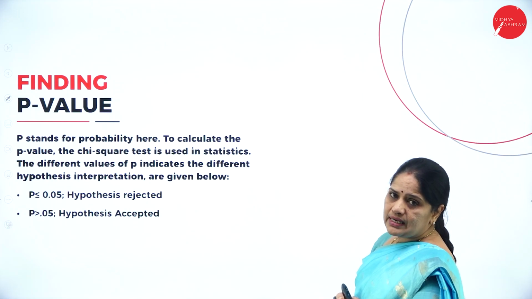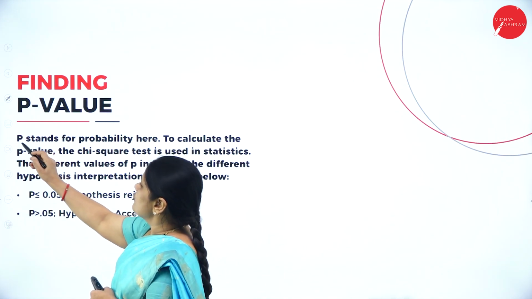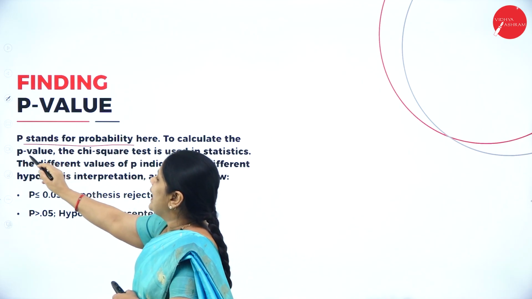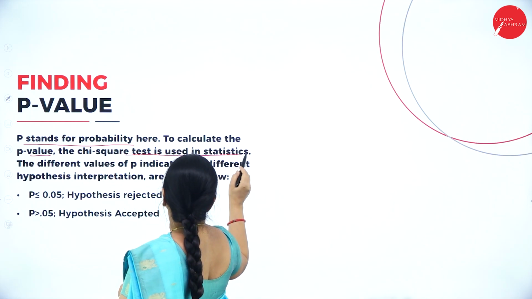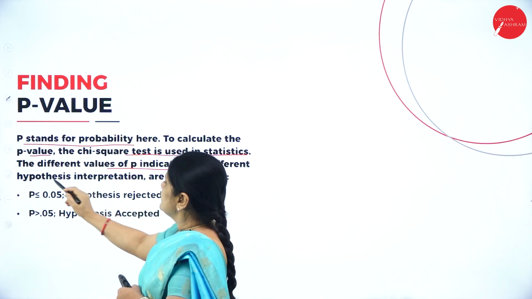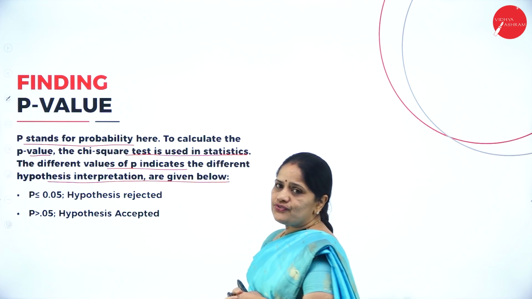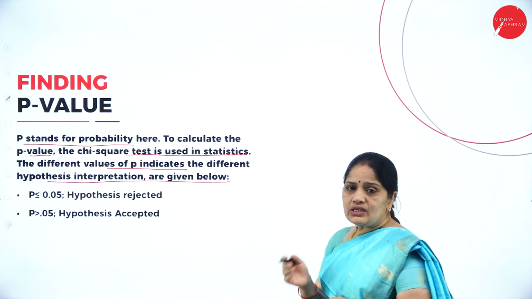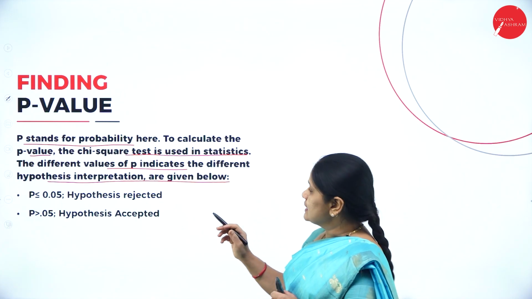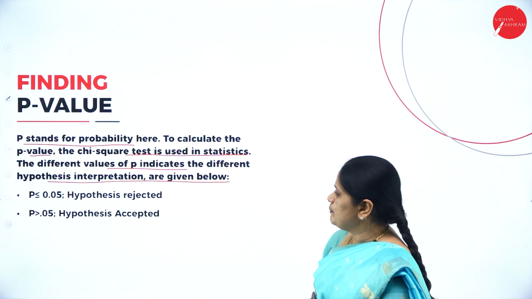Then the next one is finding the p-value. Now, what does p stand for? P stands for probability. To calculate the p-value, the chi-square test is used in statistics. The different values of p indicate different hypothesis interpretations.